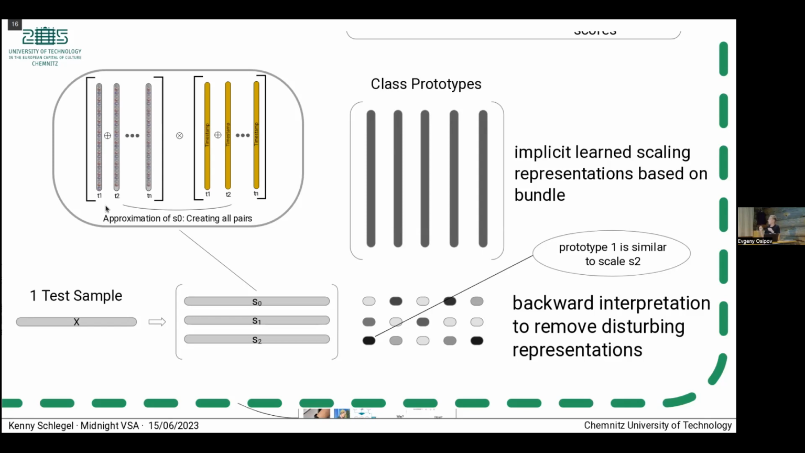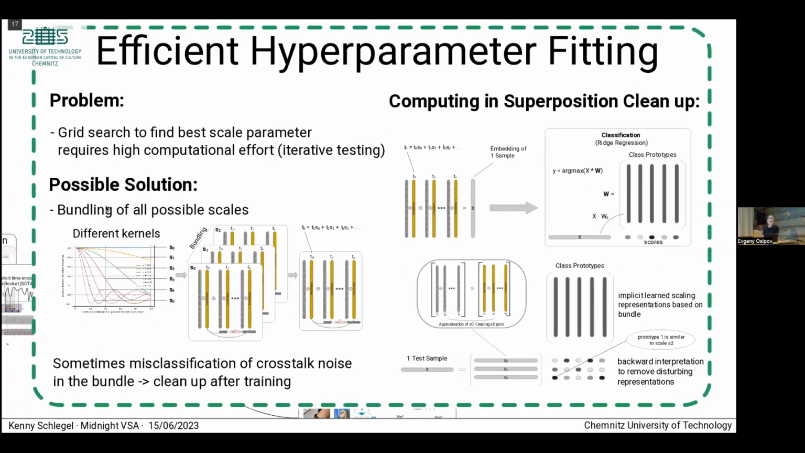So just roughly speaking, I don't want to go into more detail. I hope it's somehow clear. If there are questions, we can talk about them later. We have seen that in this way it is possible to find the correct scale, even for those data sets which are hard if we just bundle all the scales. But it's still work in progress. There are some small problems, and we are trying to fix them.